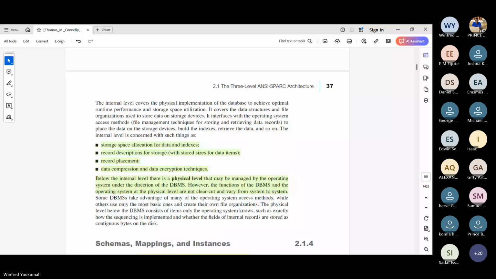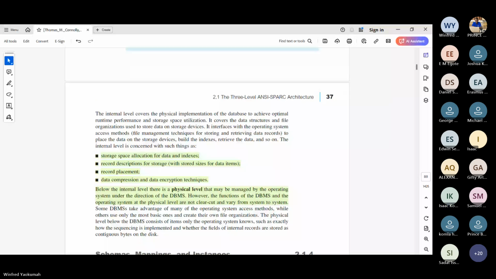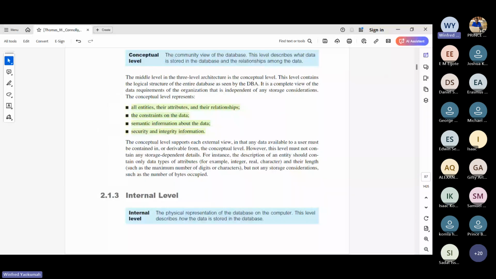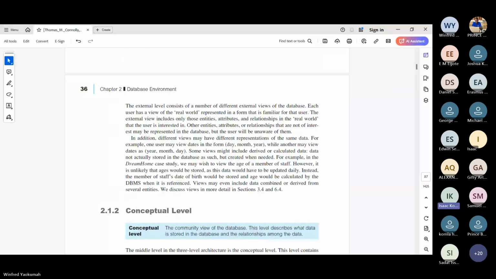Prof, please, in the image that shows the ANSI SPARC, there was the internal part, and then below the internal part is the database, which has the inscription, the physical storage of the data. But you explained it as being part of the internal part of the database. If you can explain that bit a little bit for me.